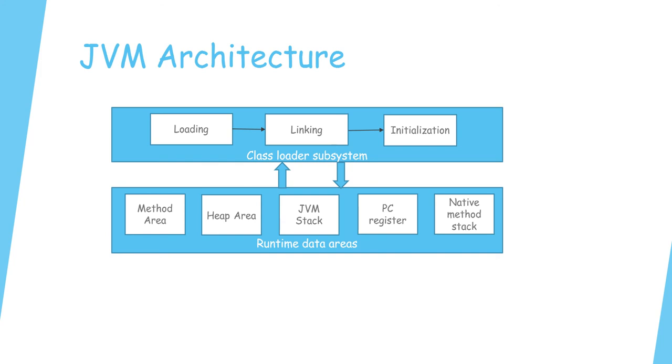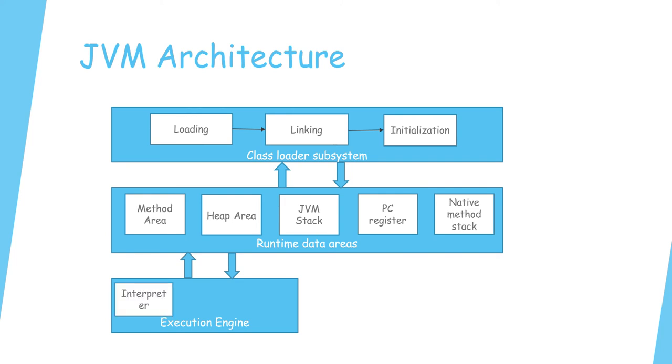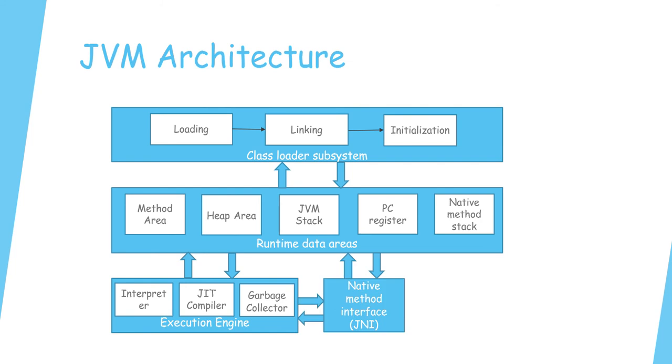The third subsystem of JVM is known as the execution engine. Execution engine is the core of JVM. It mainly consists of three parts: interpreter, JIT compiler, which we also call the just-in-time compiler, and garbage collector. There is also a native method interface, or JNI, and native method libraries.